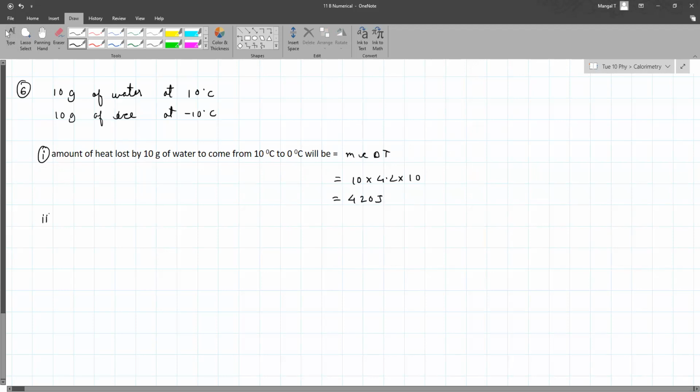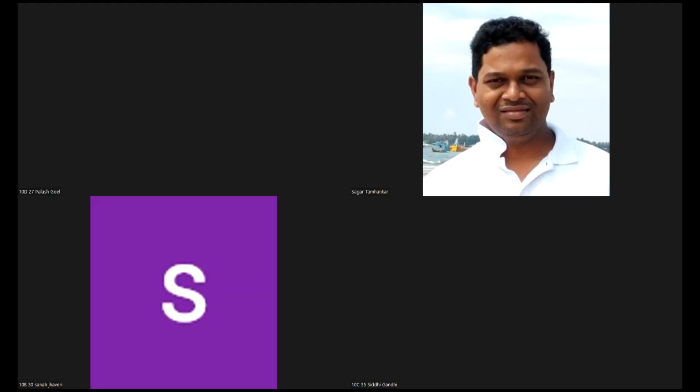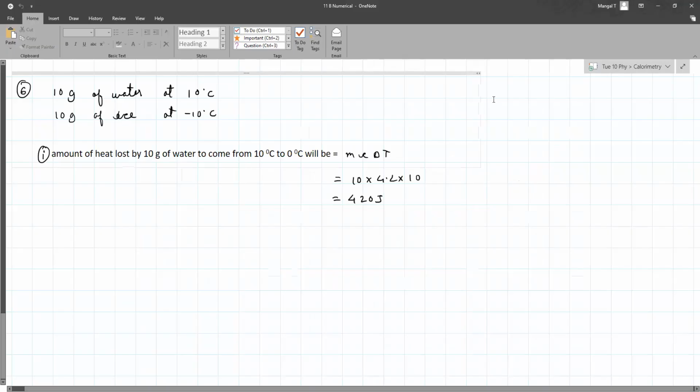Is that clear to everyone? So if 10 grams of water is there, your screen stopped sharing. Yeah, that 10 gram of water will lose 420 joules, and it will become 0 degree water. Are you following that?